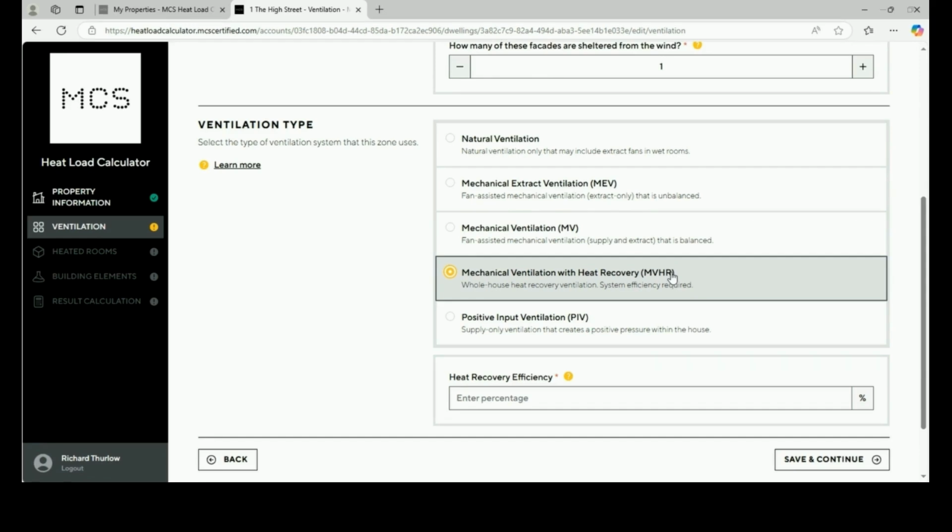The data for the supply and extract flow rates are taken from SAP and converted into an airflow volume based on the total internal air volume of that ventilation zone.